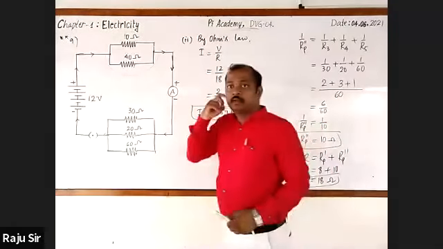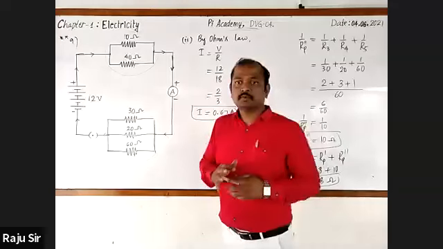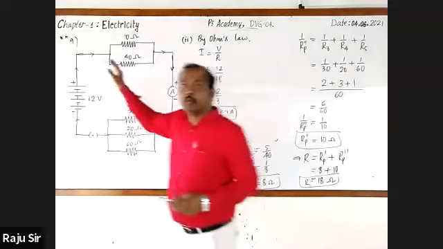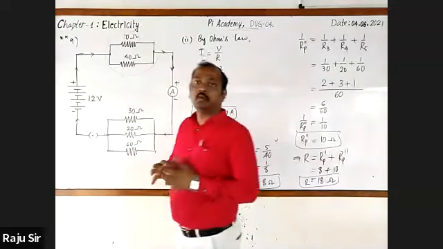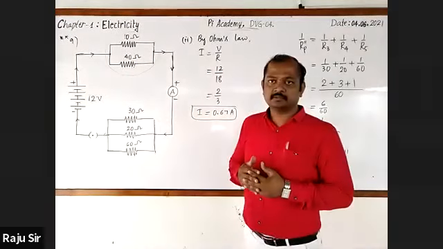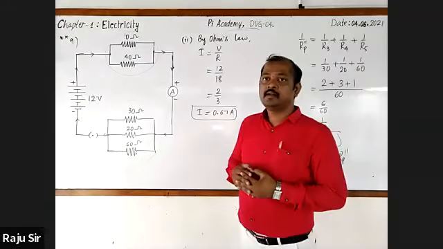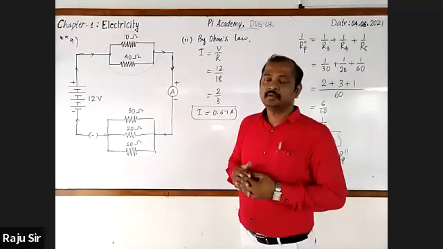Next. Suppose they ask you to find out what amount of current is flowing through 10 ohm. Only 10 ohm will be asked. 12 by 10, 1.2. Are you sure? I is equal to 1.2, sir. No, no, I'll tell you.